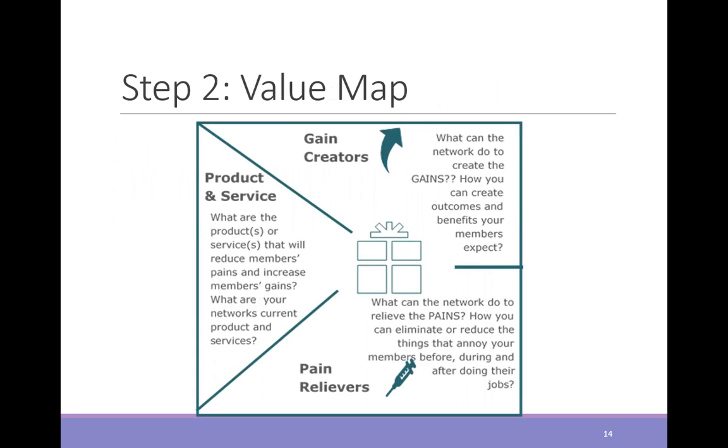Now that we have a deeper understanding of the needs of our members, the next section of the designer is the value map. In this section, we transition from thinking from the perspective of your members to thinking from the perspective of your network. We are asking ourselves, how can the network relieve our members' pains and create our members' gains? And as the ideas for relieving pains and creating gains come, we are able to group these disparate ideas into possible products and services that are designed from the needs, the pains and gains that members are experiencing.